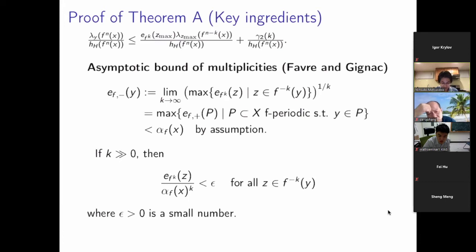Okay, so the upshot is if we take k large enough, then the multiplicity of the preimage divided by alpha to the k is very small. So epsilon is a very small number. Okay, for z. So this doesn't depend on the specific choice of z_max. Okay, all right. So this is the second ingredient.